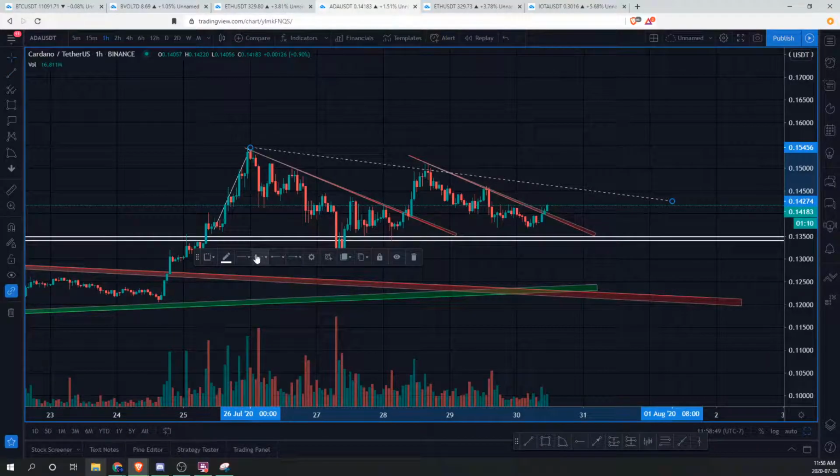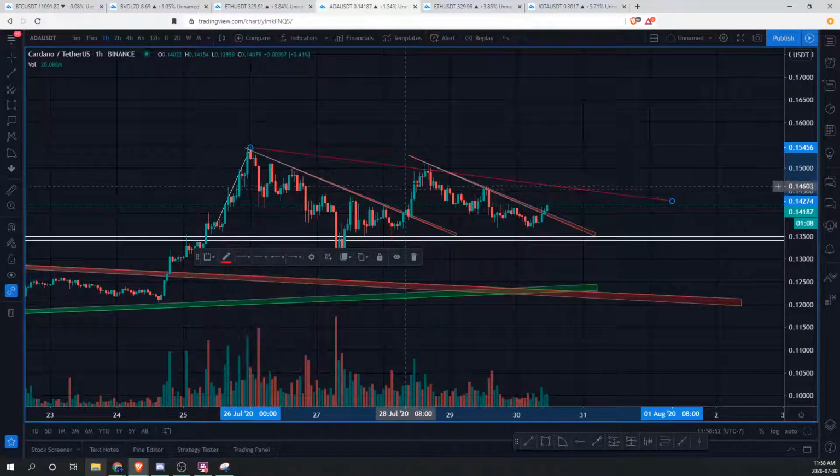So let's get this descending zone in there.